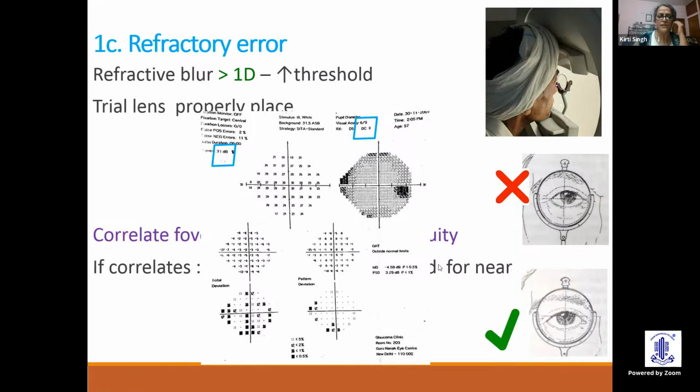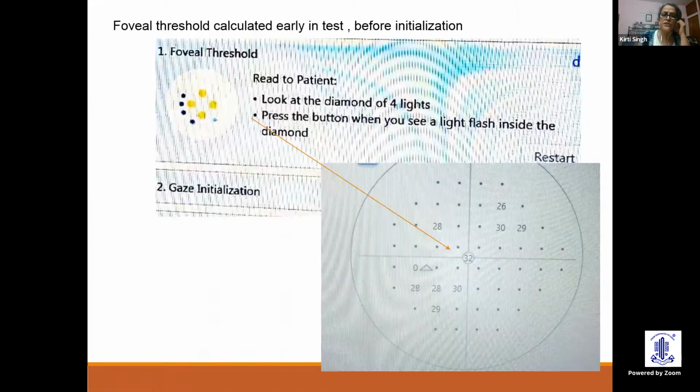In perimetry, you have to correlate the foveal threshold with the visual acuity. Now, this patient has a 6/9 vision and a foveal threshold of 31, which is a little less. It should be around 40. So try to see whether there is any media opacity or any uncorrected refractive error, or you haven't placed the trial lens properly. So this is again important in the interpretation of the patient data. Foveal threshold is calculated very early in the test, even before initialization. This threshold is marked in the center, and then the initialization process starts and the blind spot is marked.